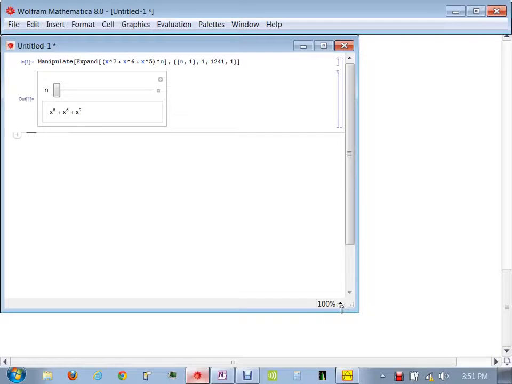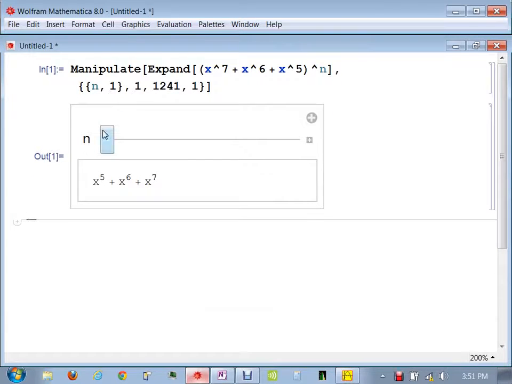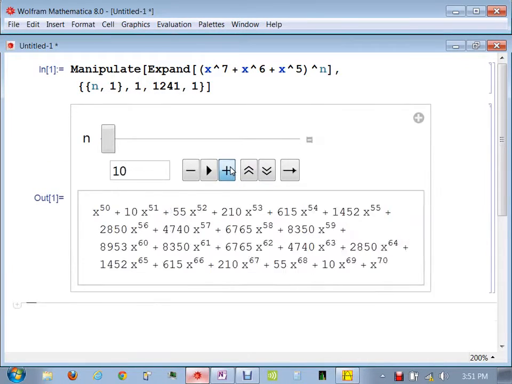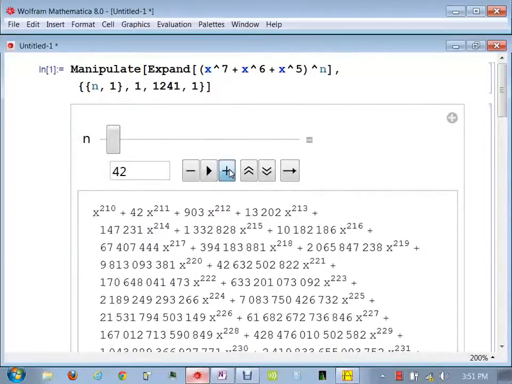All right, so that's x to the 7th plus x to the 6th plus x to the 5th to the first power. All right? So if I square it, that's it. And you could then, after you square it, differentiate each one, right? You get what? 10x to the 9th, 22x to the 10th, 36x to the 11th. Like you could differentiate if you could multiply it out. But I'm saying to expand it to the 1,241. So, you know, you get the idea, right?